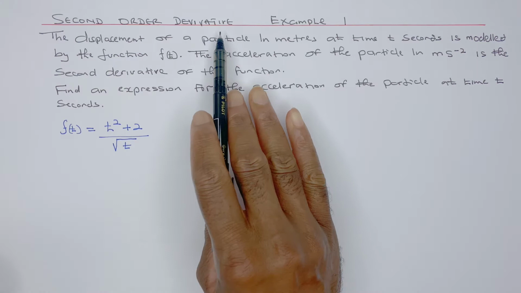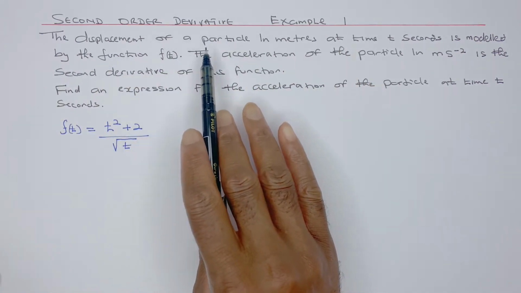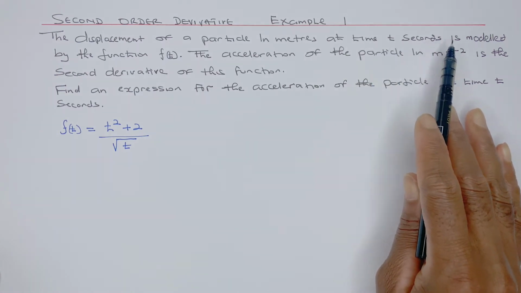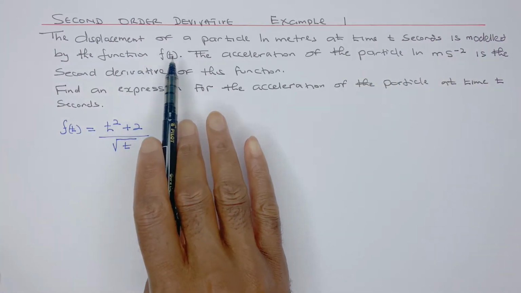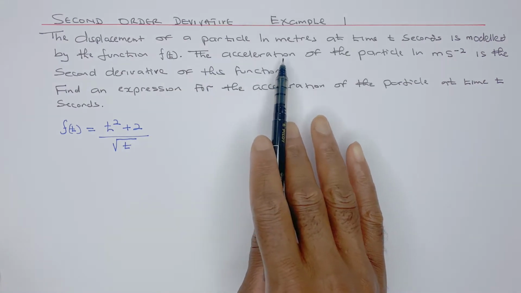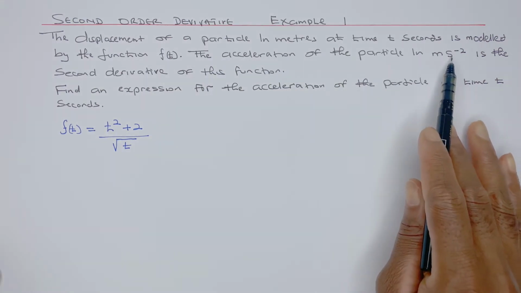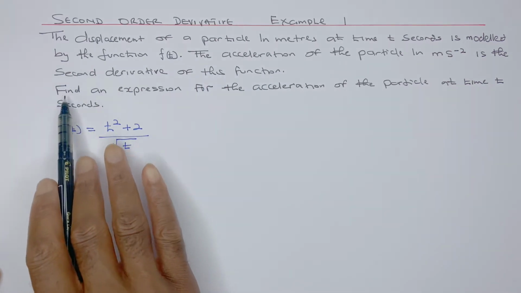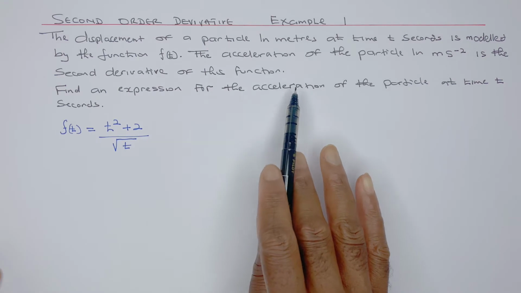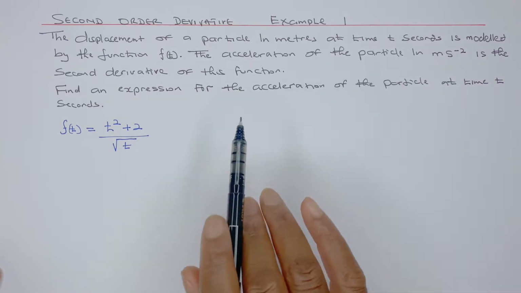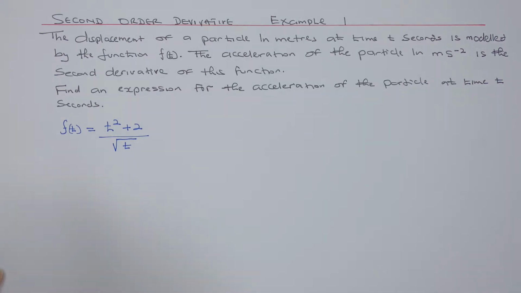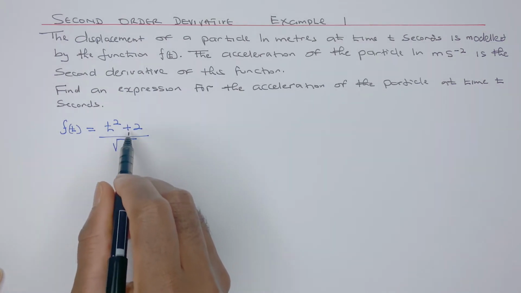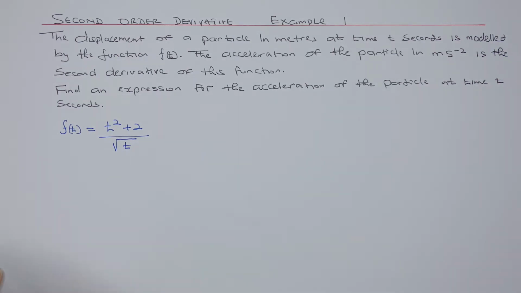Second order derivative, example 1. The displacement of a particle in meters at time t seconds is modeled by the function f of t. The acceleration of the particle, in meters per second squared, is the second derivative of the function. Find an expression for the acceleration of the particle at time t seconds. So we've been given the function f of t equals t squared plus 2 over root of t.